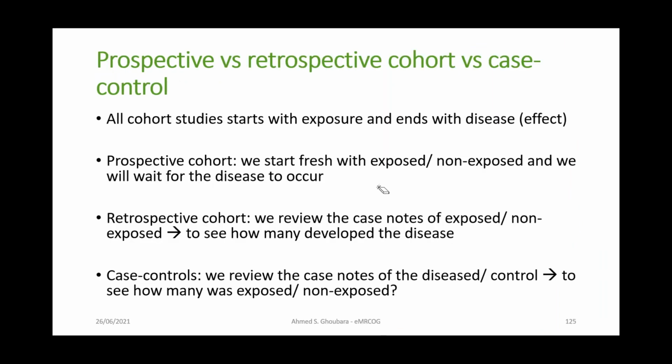So, one last slide. All cohort studies start with exposure and end with the disease. A prospective cohort study will start fresh with exposed and non-exposed, and we will wait for the disease to occur. This is a perfect prospective cohort. In a retrospective cohort, we review the case notes of the exposed and non-exposed to see how many developed the disease later on, using other records. Case control goes straight backwards. We review the case notes of the disease and control. This is the difference between this one and that one. This is your start point to see how many were exposed and not exposed.